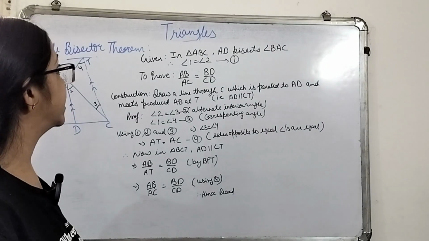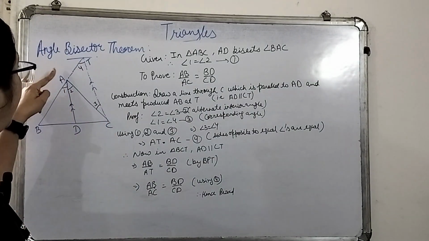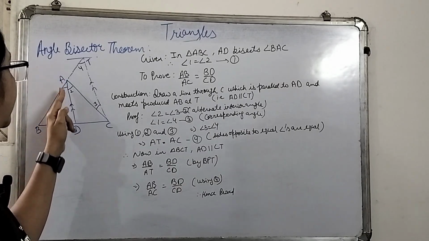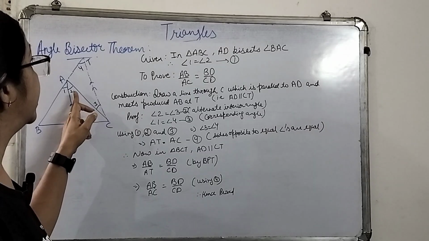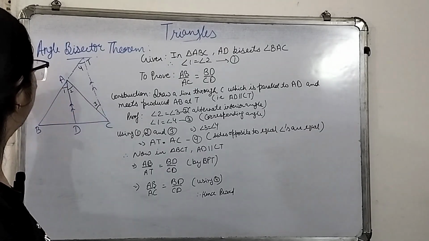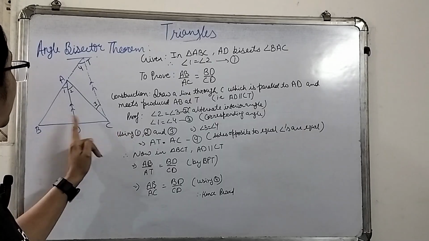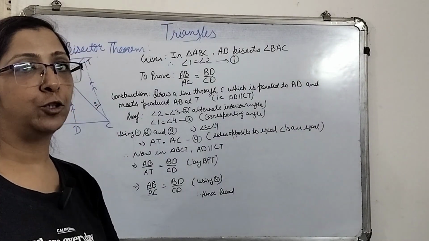What it says is, suppose there is a triangle ABC and we are drawing AD such that it is bisecting angle A. That means angle 1 is equivalent to angle 2. Then in that case, we need to prove that AB over AC is equivalent to BD over DC. This is your angle bisector theorem.